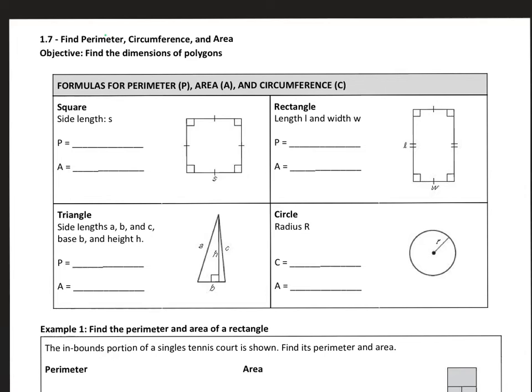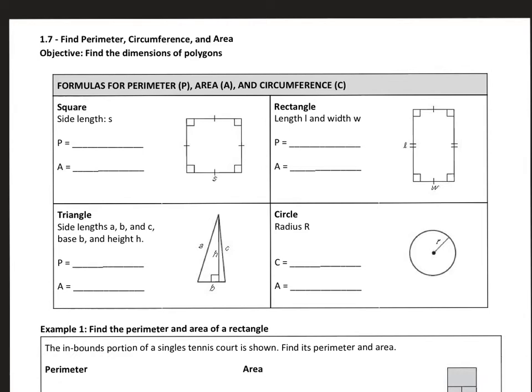Okay, so we've made it to lesson 7, and in this lesson we are going to be finding perimeter, circumference, and area. So using different dimensions of different polygons, different two-dimensional shapes, we are going to find their perimeters and their areas. So this first part, I'm going to show you these formulas and we're going to write them together so you have a better understanding of how to find these different measurements.